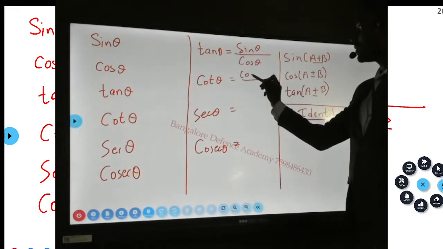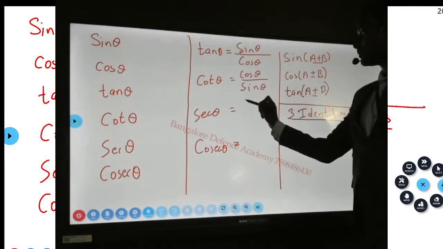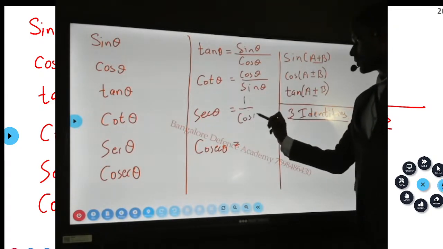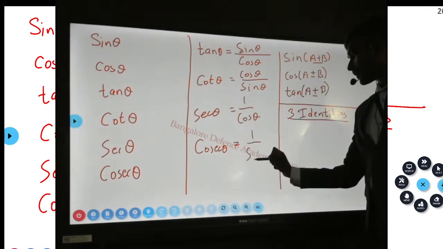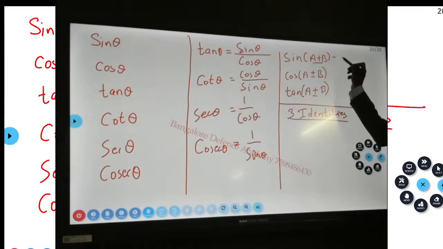Cot theta will be what? Cos theta by sin theta. Secant theta? 1 by cos theta. Cosecant theta? 1 by sin theta. Basic formulas from 10th standard. Okay. Now tell me the formula for sine of a plus b.